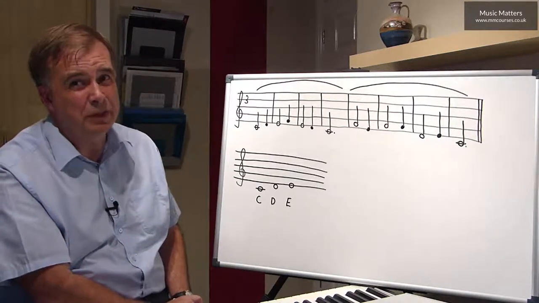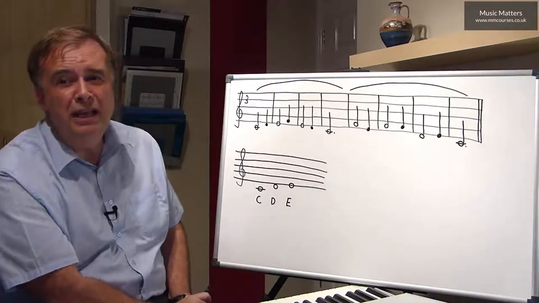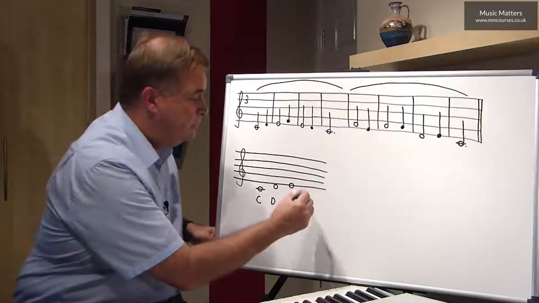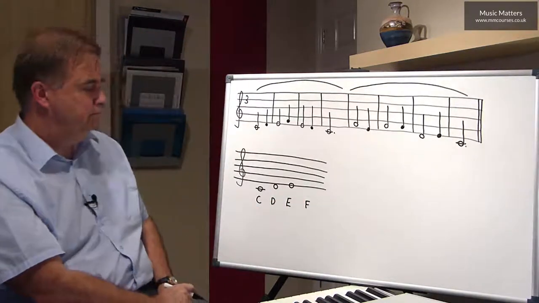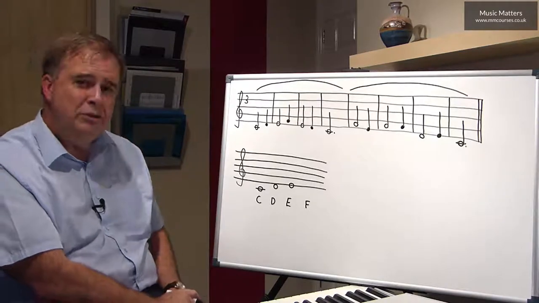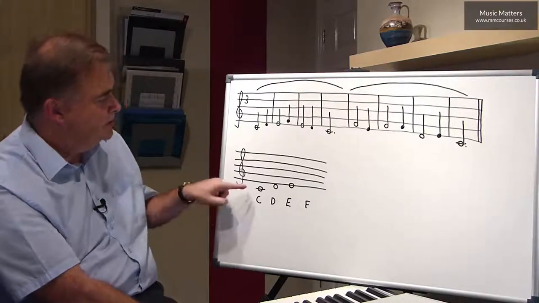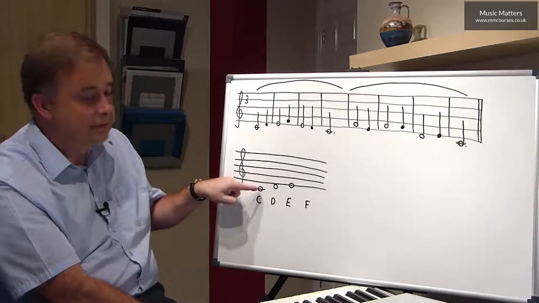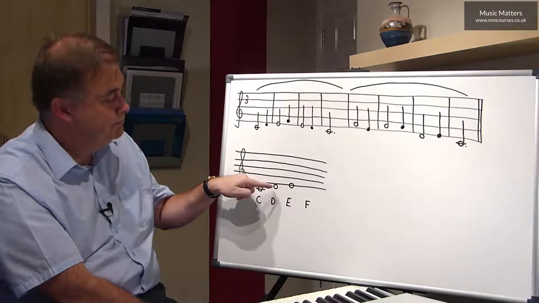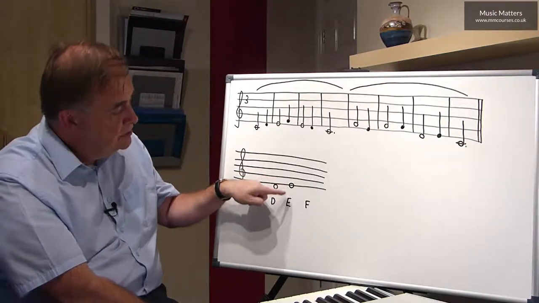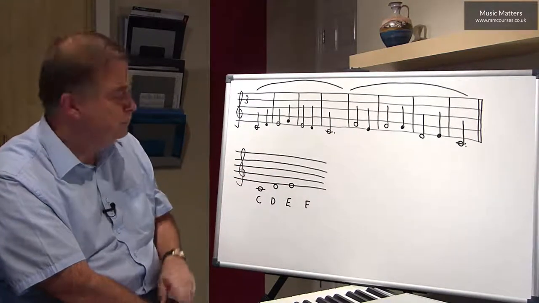Now you can already see what the pattern is. If it's C, D, E, well, the next note up is really bound to be the next letter in the alphabet, which is F. You'll also perhaps notice there's a little pattern that's starting to show itself. C is on a line, the next note, D, is in a space. E, the next note, is on a line, so F must be in a space.